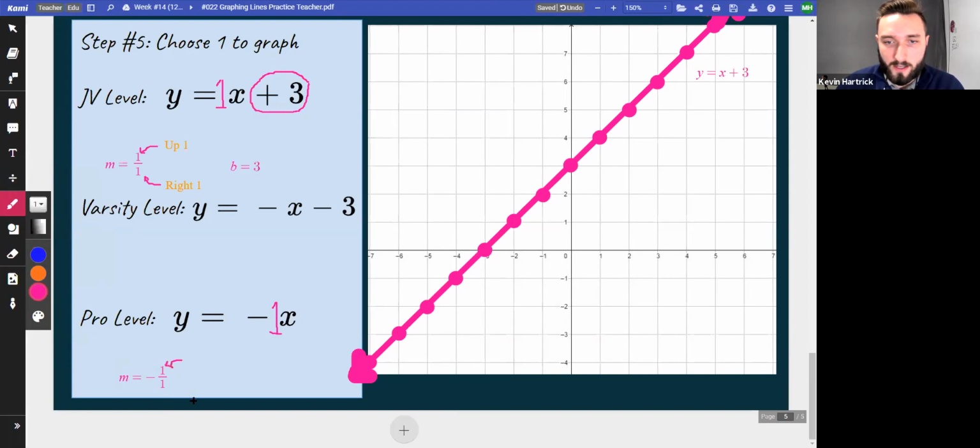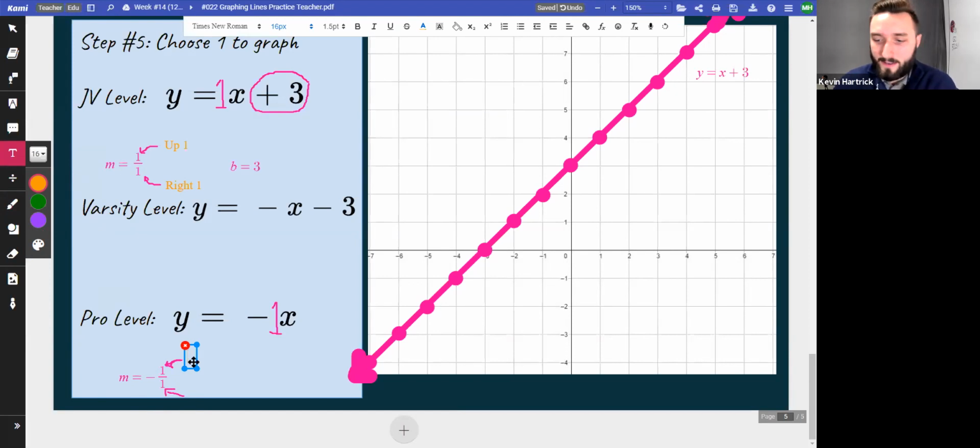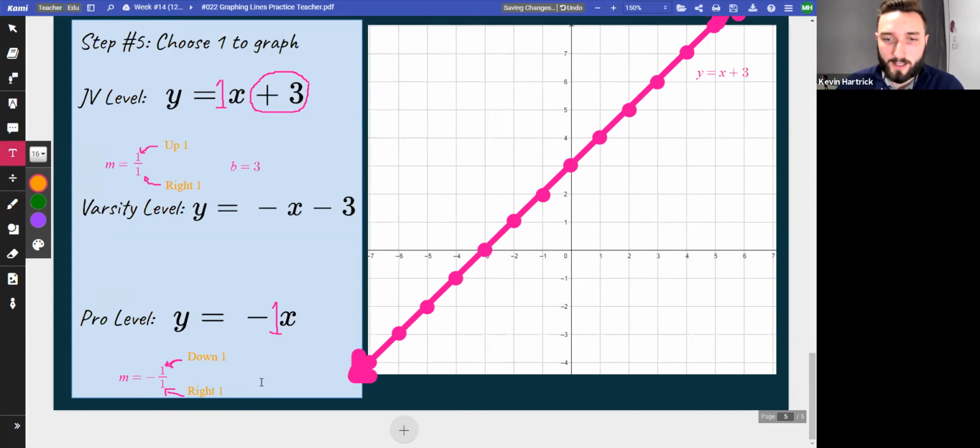So the slope is our directions. It tells us where we're going, how to get from one point to the next. So how do we get from one point to the next? Well, the top number I'm going to use with my negative. So that tells me down 1. Remember, you only use the negative with one of the numbers, either the numerator or the denominator. So if I'm using it with the numerator, then the denominator is positive. That means right 1. Okay, the more you try these, the better you're going to get at them.